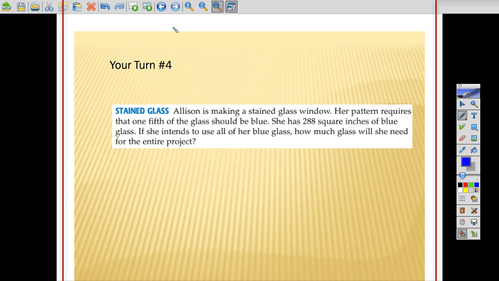Okay, I believe this is the last slide. So your turn, number 4, stained glass. So go ahead and do this problem and hand it in for credit.